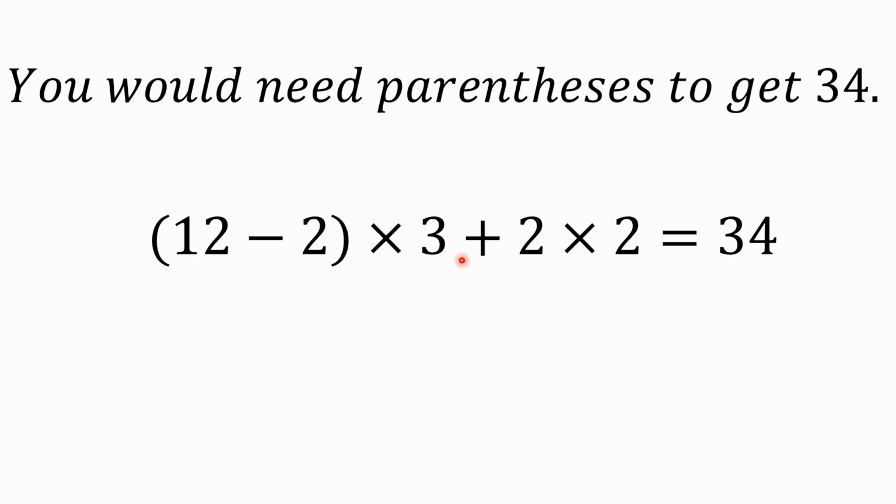All right, you would need parentheses again to get 34. That's the thing that a lot of people don't understand. To get answers of 2 or 34, you would have to have parentheses to change the order of operations. You would need parentheses around 12 minus 2, around the subtraction, because 12 minus 2 would then be equal to 10. 10 times 3 is 30, and then 30 plus 2 times 2 would give you 34.